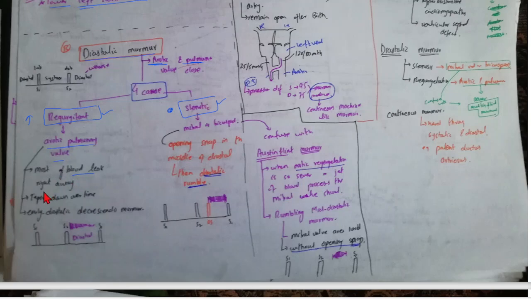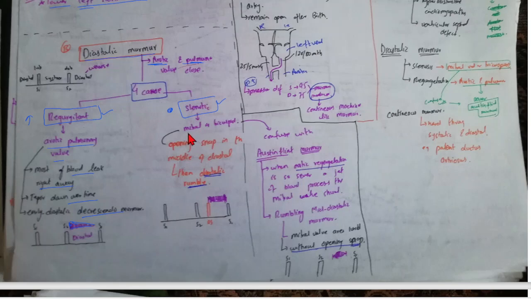Most of the blood leaks back right away, then tapers down over time. For example, an early diastolic decrescendo murmur. Early diastole is when diastole has just started. A decrescendo murmur means the loudness of the murmur is decreasing.